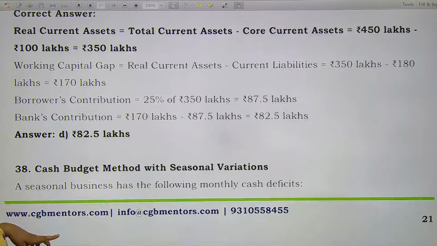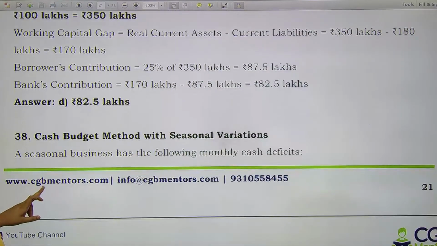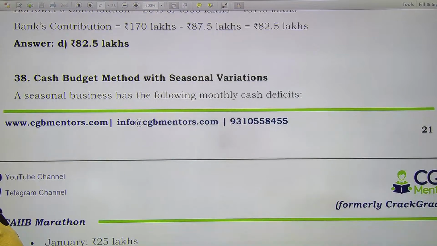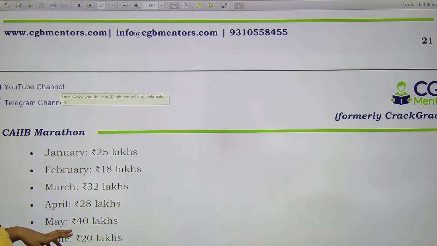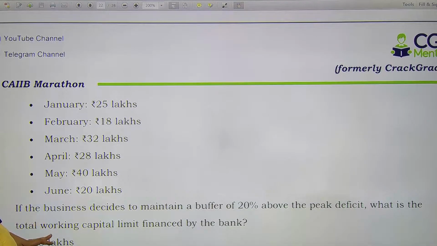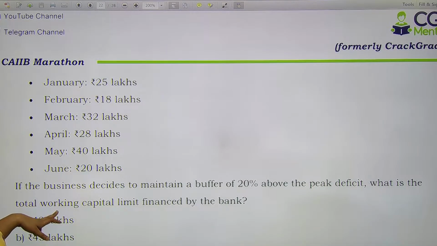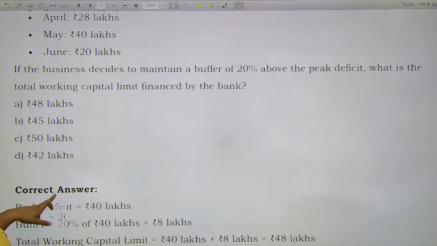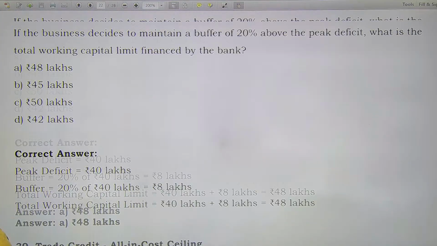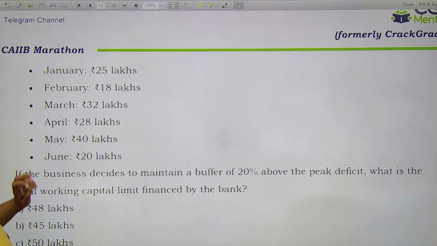Now, next you have the cash budget method with seasonal variations. So, there is a seasonal business, it has following monthly cash deficits 25 lakh, 18 lakh, 32 lakh, 28 lakh, 40 lakhs and 20 lakhs. Now, if the business decides to maintain a buffer of 20% above the peak deficit, then what is the total working capital limit financed by the banks? ठीक है, यहाँ पे आपका peak deficit अभी तक कितना है? Obviously, see, 40 lakhs is the peak deficit.